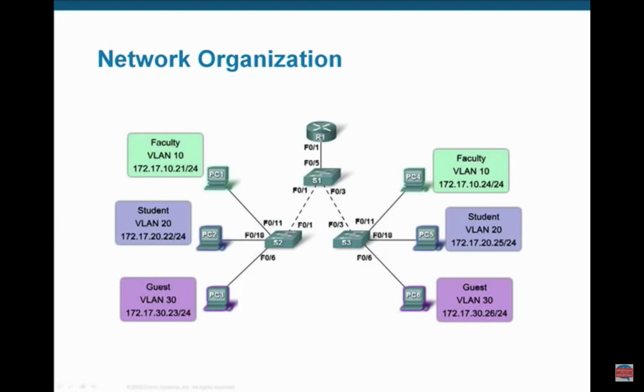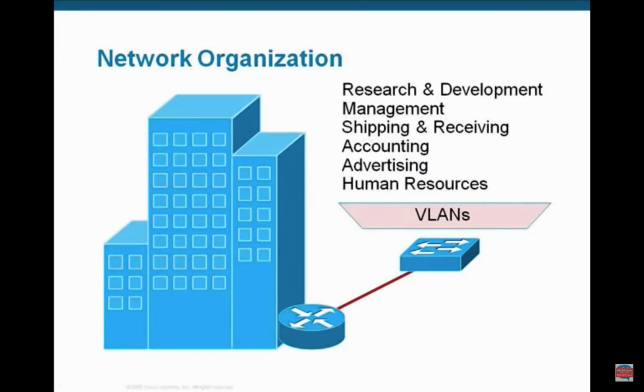Another benefit of VLANs is network organization. Think about a school, for example. It makes sense for there to be 3 VLANs, a student VLAN, a faculty VLAN, and perhaps a guest VLAN for visitors that may need internet access. This is shown here. Notice that each VLAN has its own subnet address.